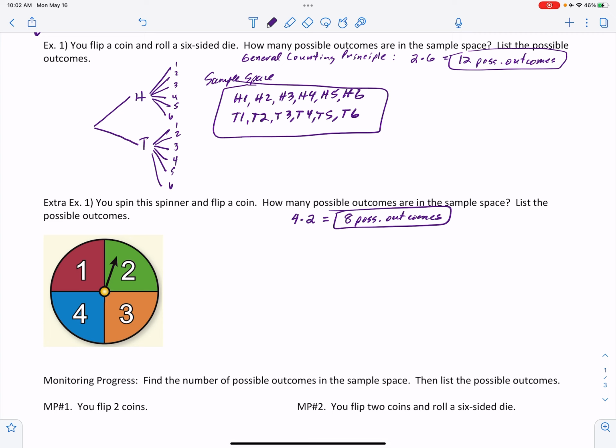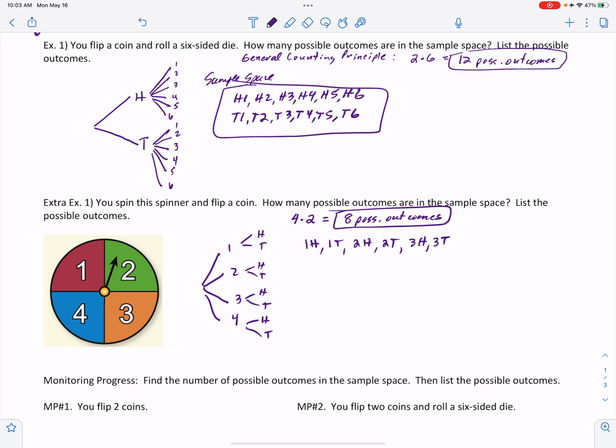And that says list them. And you might not need a tree diagram for that, but it would look something like you get a 1, 2, 3, or a 4. And after that, you flip the coin. So you get heads or tails with the 1, heads or tails with the 2, heads or tails with the 3, and heads or tails with a 4. So you get 1 and a head or 1 and a tail, 2 and a head, 2 and a tail, 3 and a head, 3 and a tail, 4 and a head, or 4 and a tail. And that is the listing of your sample space.